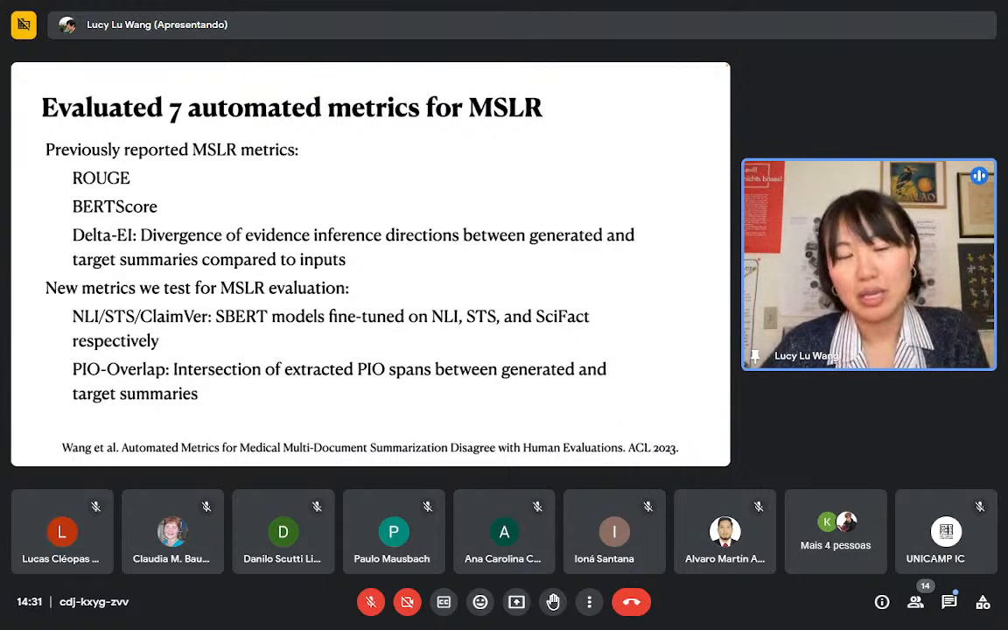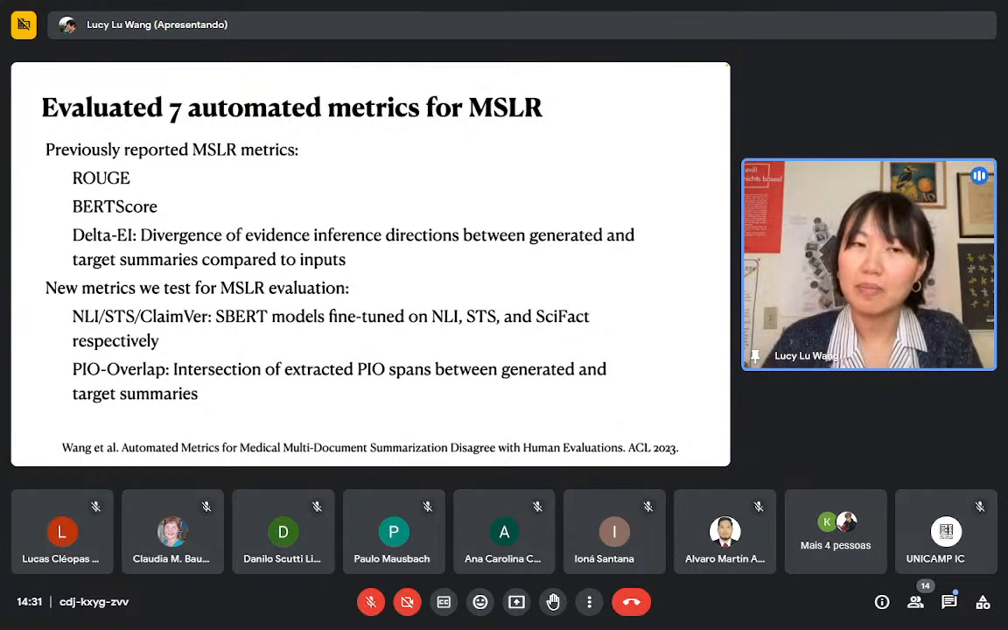We also introduced a metric called PIO overlap, which is an entity-centric extractive metric, where we looked at extracted population, intervention, and outcome spans. Those are the PIO spans, and how they differed between the generated and target summaries.